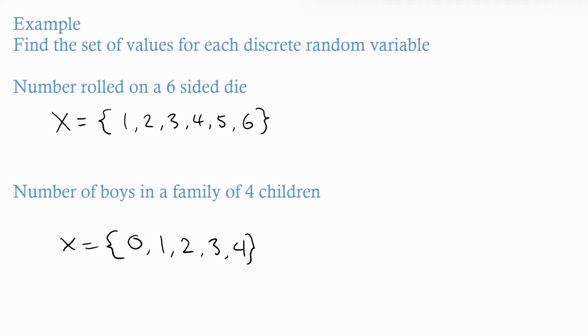We don't worry about what the other options were in that family. It doesn't matter if it's 1 boy and 3 girls. We're just caring about how many boys there are. And in this case, 1 boy or 2 boys, 3 boys, 4 boys. And that's it for discrete. Just remember, discrete probability and random variables are just our whole numbers. Continuous includes measurements usually, but we're really focusing on whole number probability sets.